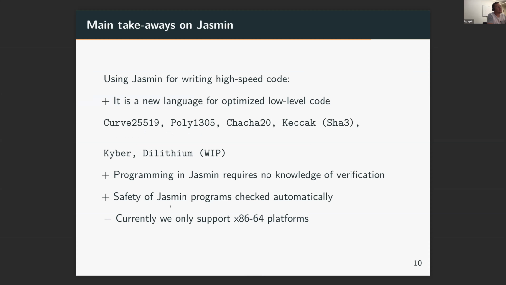Okay, so what are the main takeaways from Jasmin? I think the most important point to remember is that it's a language that has been first designed to be able to write high-speed code. Okay, the idea is you should be able to write a program as efficiently as if you wrote it directly in assembly. I'm a kernel programmer, so sorry for this lapsus.